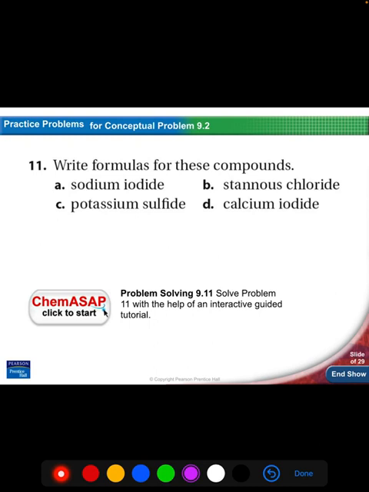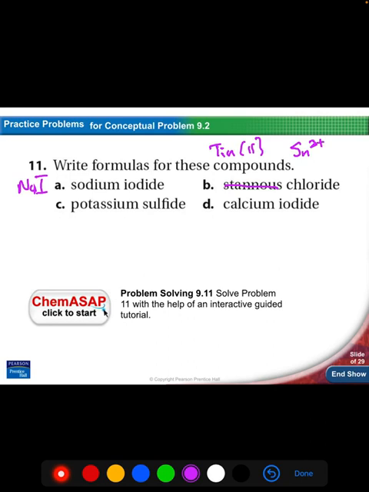Sodium is a group 1 metal. It's always plus 1. Iodide is a group 7 halogen. It's always minus 1. So I would just write this as NaI. Okay. Sodium iodide. Stannous chloride is something we should never say, because this is the old form. This should be written as tin Roman numeral 2 chloride. And of course that means that tin ion has a 2 plus charge.